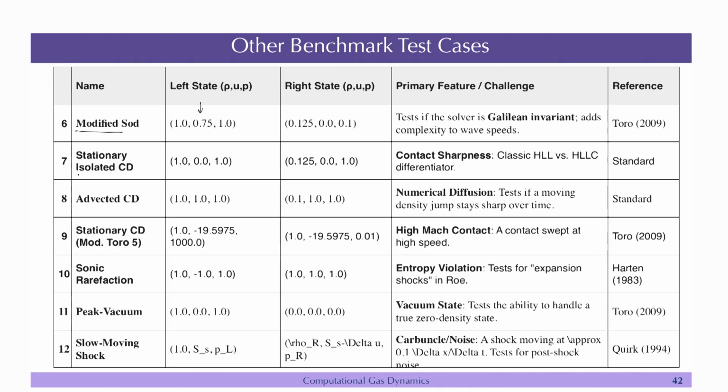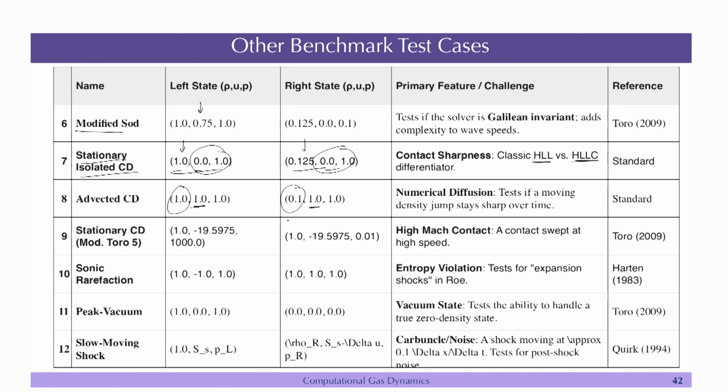Then we have the case of isolated contact discontinuity. In this case, it is actually a classical case where we can differentiate between HLL and HLLC. What we have is only the density jump. All other things are the same. So, this is a stationary contact discontinuity. The velocities are 0 on both sides, and you want to see what happens with time. And then this contact discontinuity can advect. So, you have some speed UL and UR, and again there is a jump in density.